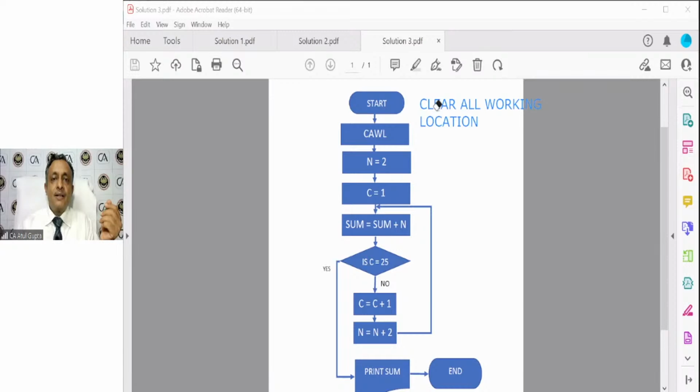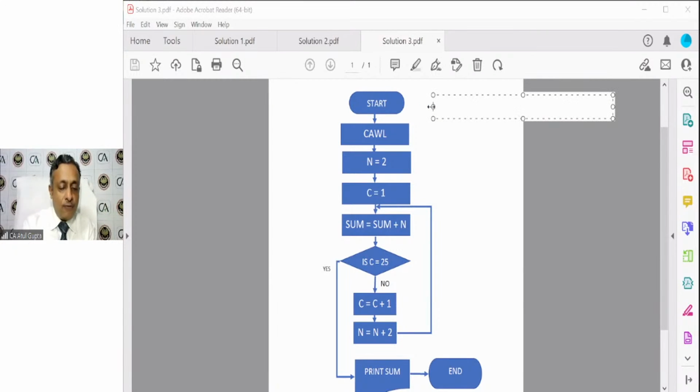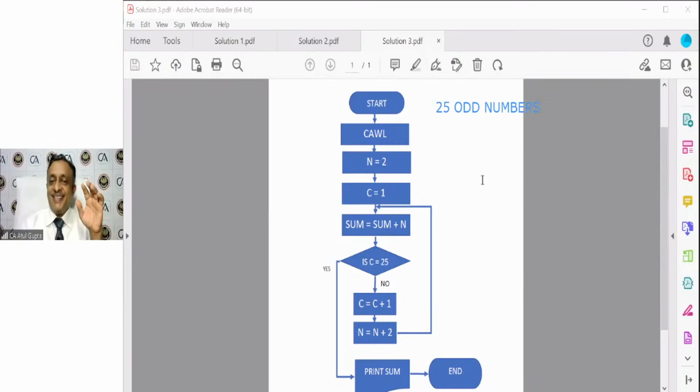I change that you create a flowchart for adding, say, 25 odd numbers. So if this is the question in exam, what change will you make in the flowchart to make it a flowchart for adding 25 odd numbers? There is a singular change to be done, only one change.